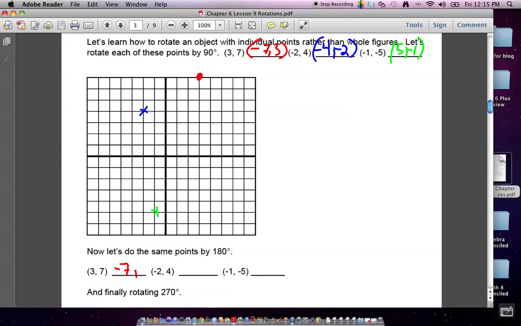-7, -3. I think, right? No, -3. Oh, it's -3, -7? Everybody agree with that? Right? Do we get -3, -7? Okay, good. Now let's take the point -2, 4. All right. I think you get the idea. 270 is 3 turns. Okay?